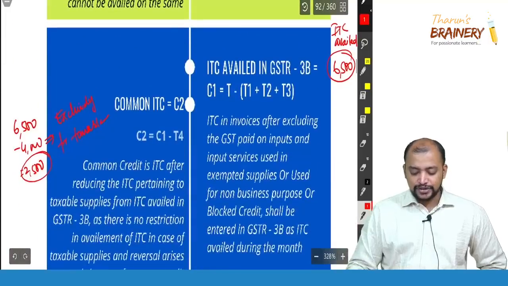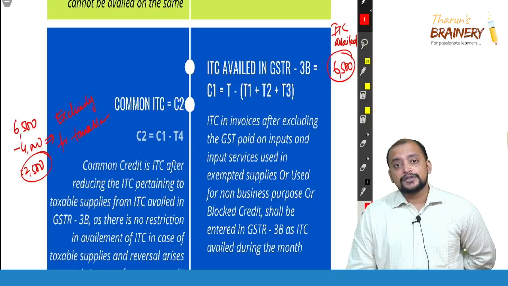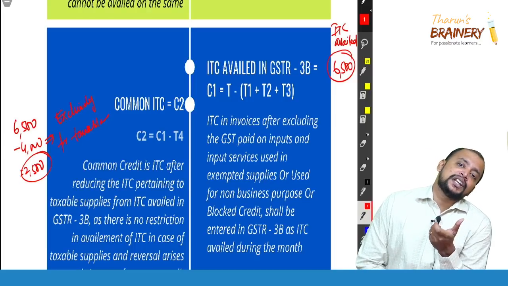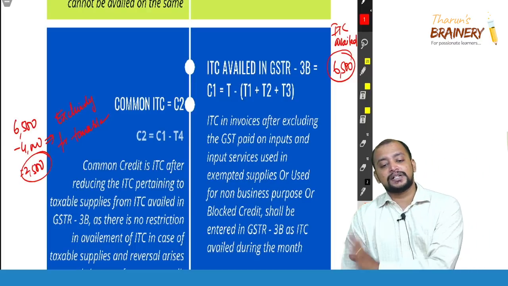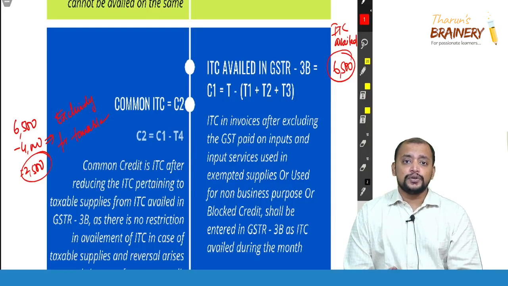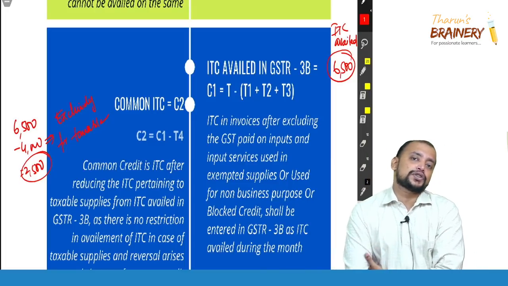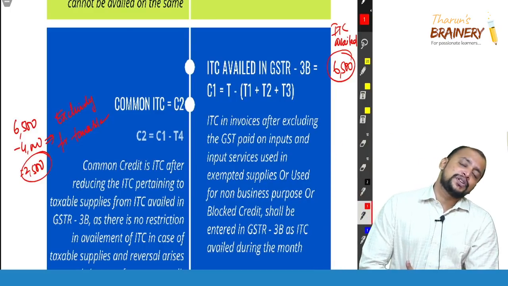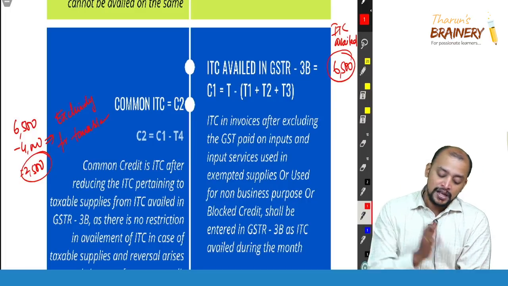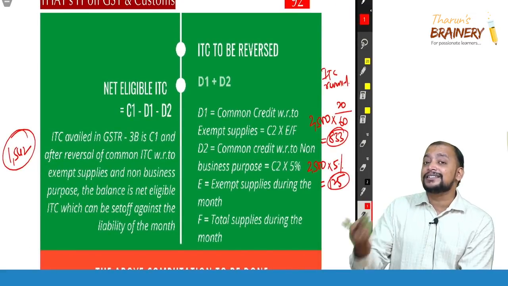So remaining is 6500. Now out of the 6500 rupees, 4000 rupees is the tax component in invoices which are fully used for taxable supplies. So that can be taken, 4000 can be taken. We are not doing any cancellation because already 6500 taken. Now why are we excluding this 4000? Just to find out the common credit. Common credit means what? Used partly for taxable, partly for exempted, partly for business, partly for non-business. Now that is 2500. Out of this common credit, how much is used for exempted supplies we will find.